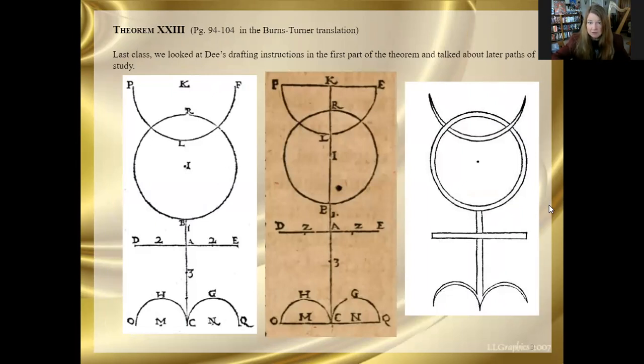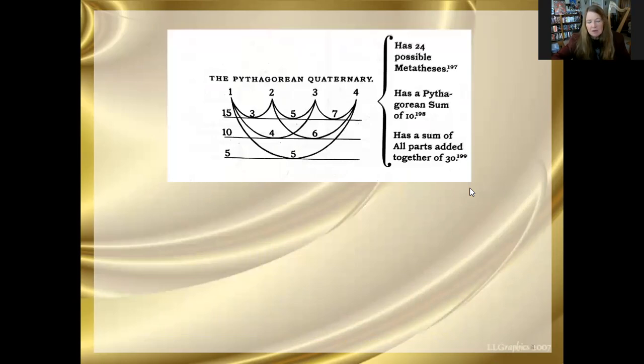We went through Dee's drafting instructions, remember? Here's the one from his 1564 Antwerp edition. This is the 1591 Frankfurt edition. Then we saw how you could draft it and make it prettier. Someone can follow the drafting instructions if they're familiar with compass and straight edge drafting. They don't need to understand the whole monad.